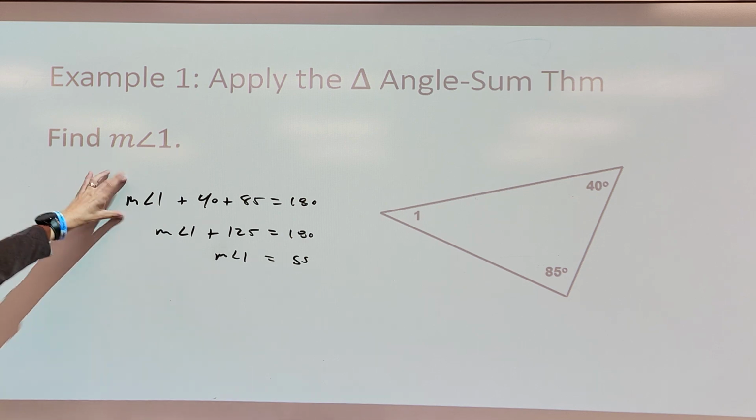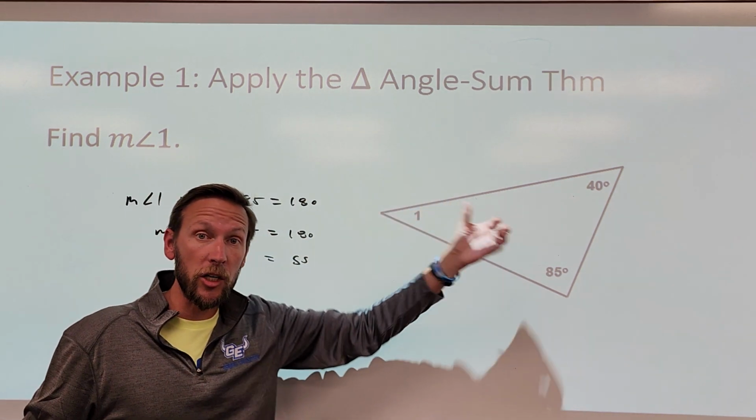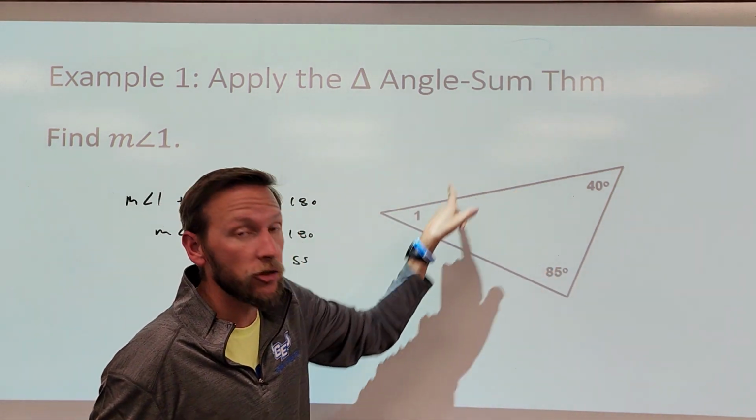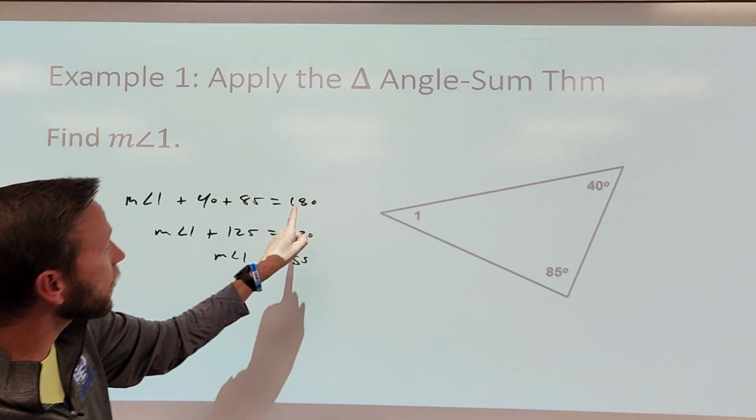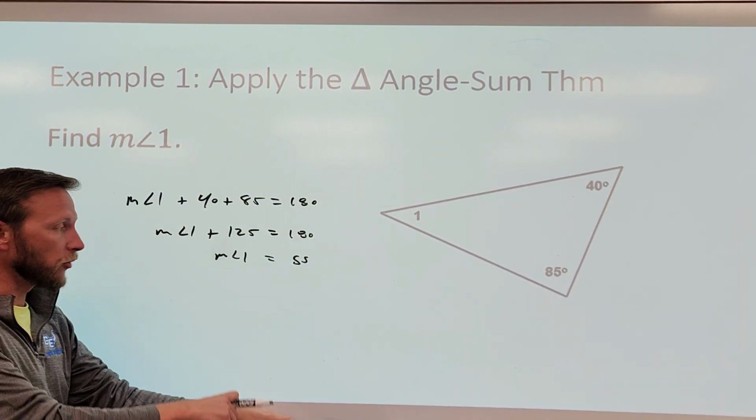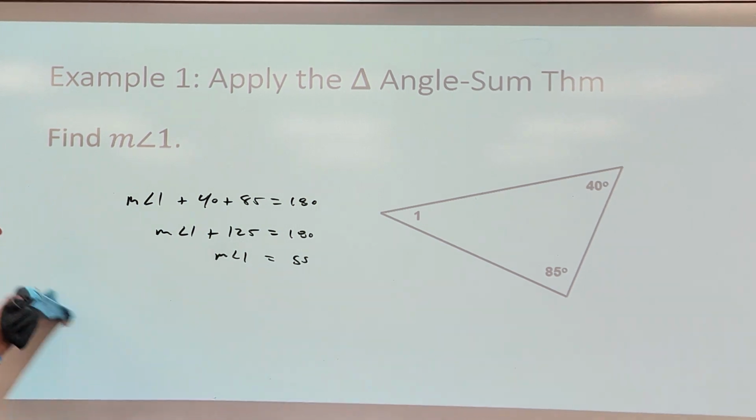Creating the equation, again, is up to us. We're not given the equation, we're given the diagram. But we know that the sum of the measures of the angles in a triangle is 180 degrees. And then we can solve the equation using mental math, calculator math, etc.